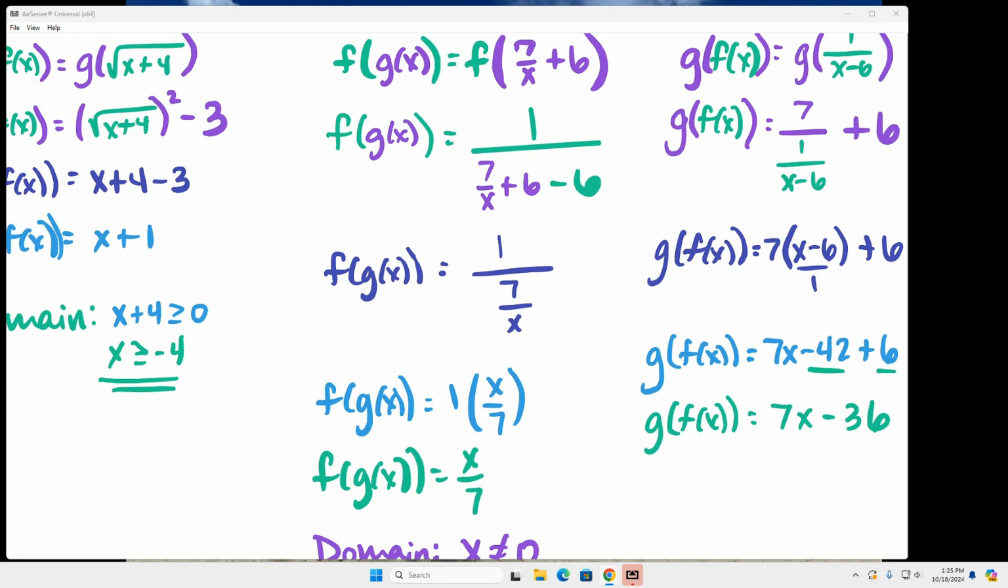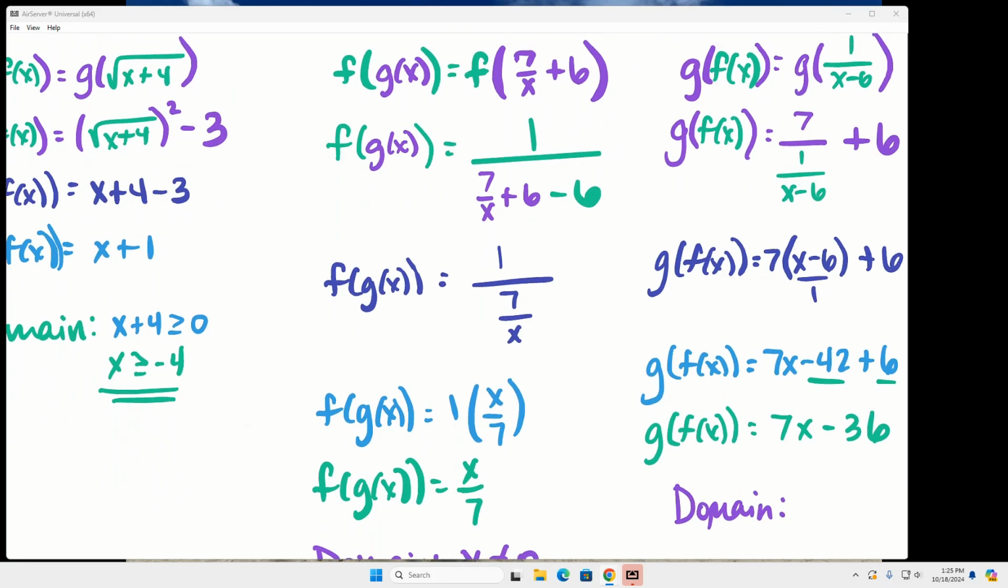Alright, now we're going to do the domain, but we are not just going to look at the final answer. We're going to look at all the work. And right here, I have an x in the denominator. So this denominator cannot be 0. So what can x not be? What would we put in for x right here that would make that denominator 0? 6. So x cannot equal 6.